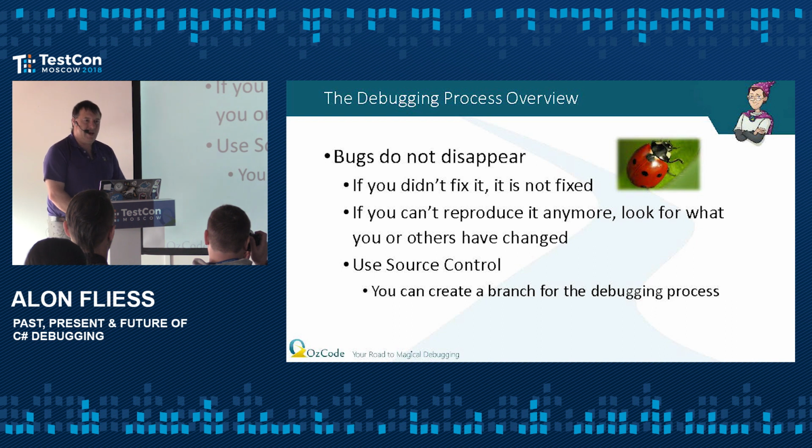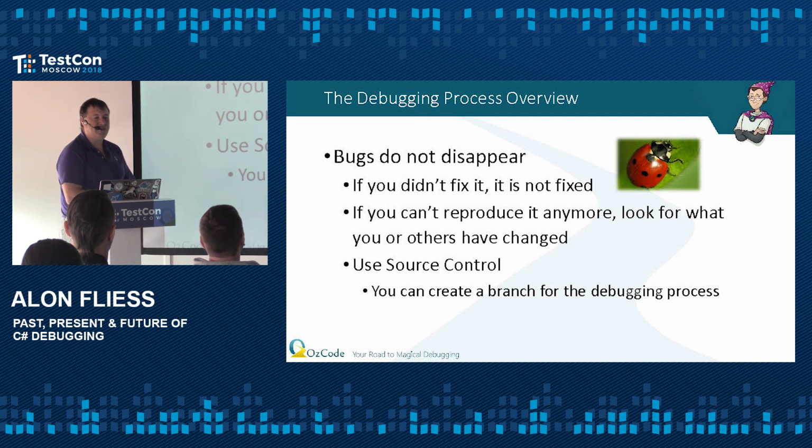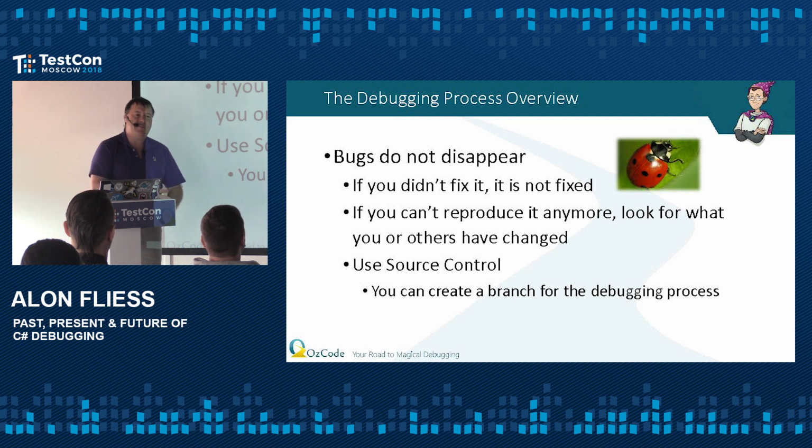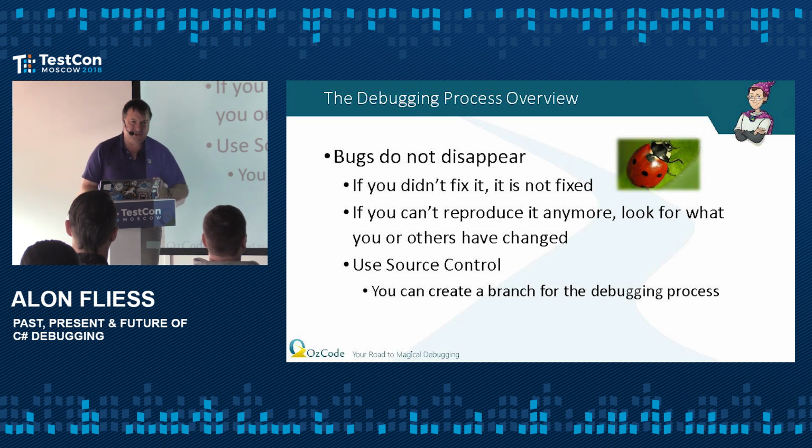If the bug somehow disappeared, something happened. It will return. For example, the time has changed. There was a software update, but maybe on the production machine there are no such software updates, and the bug will reappear. So understand what happened. Use source control so you can go back to the code before and see the differences.